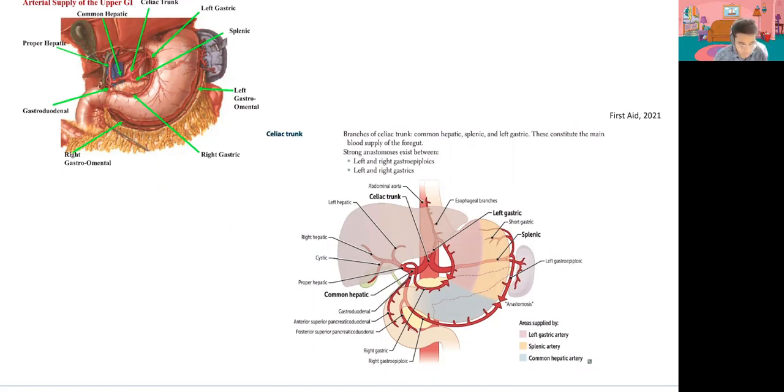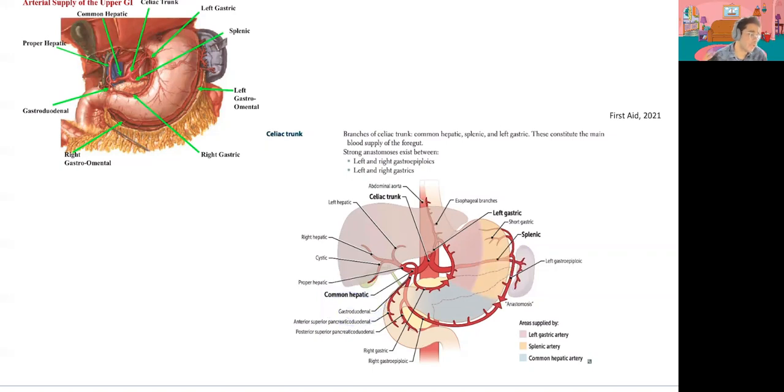Okay. The splenic is really important because it goes to the spleen, but it also comes down and creates the descending aspect of the greater curvature, on the left-hand side. What else did they ask us about? We had a question on the common hepatic as well as the gastroduodenal.